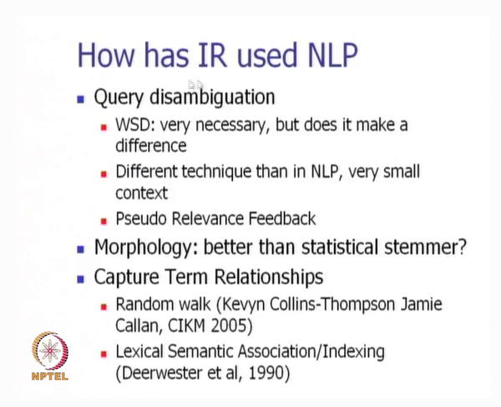And in turn, how has information retrieval used natural language processing? So, IR has always been concerned with query disambiguation. Query words are typically polysemous. When we do only term based matching and ignore synonyms, then we have low recall. If you are not careful about polysemy, then it leads to topic drift and lower precision. So, disambiguation is important in information retrieval.